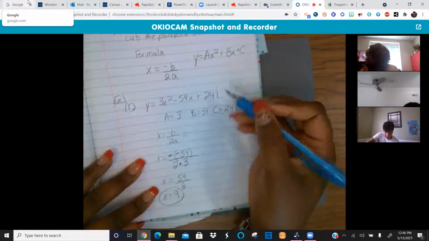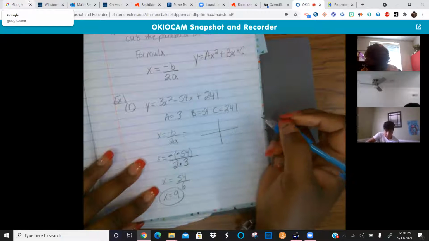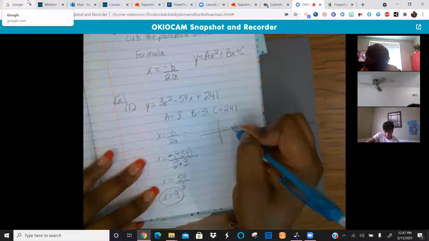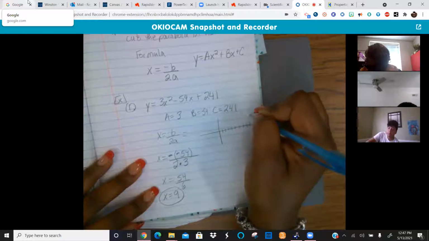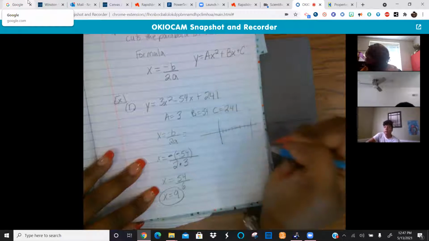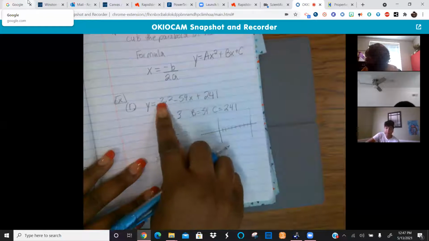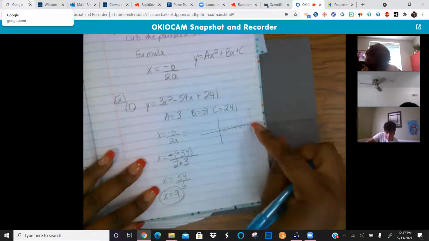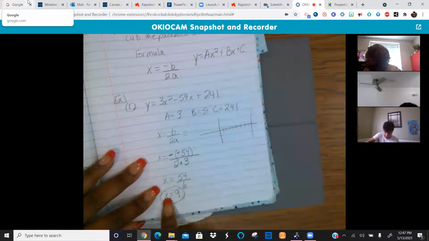That means that whenever we draw our parabola, 1, 2, 3, 4, 5, 6, 7, 8, 9, this is going to be the invisible line that goes down through the center. Wherever that parabola is, it's an upward parabola because A is a positive number, this is going to be the line that cuts the parabola in half.